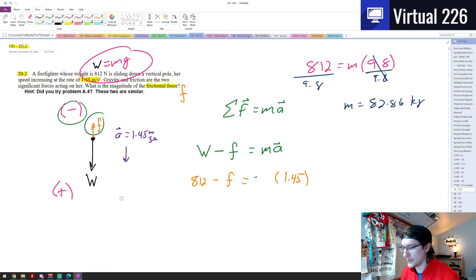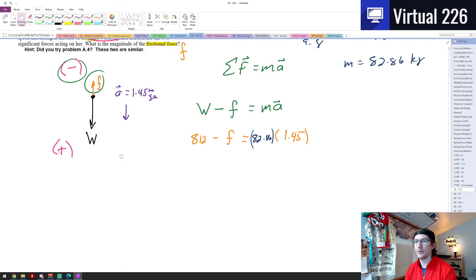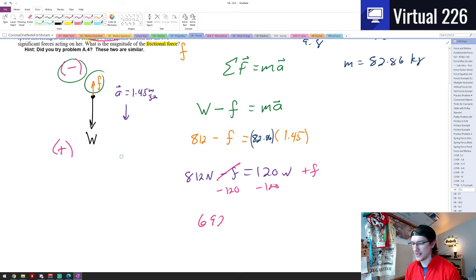So we can just plug in down here for the pink spot, the 82.86 kilograms. And then now we just need to solve this. If we multiply the 82.86 times 1.45, we get 120 newtons. That's going to equal the 812 newtons minus F. And if we just want to solve for F, we could add F over here, get rid of it here, and then subtract 120 on each side. And that will give us 812 minus 120, or 692 newtons equals the force of friction.